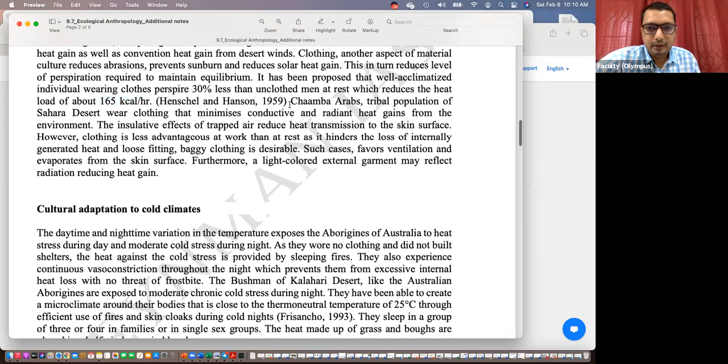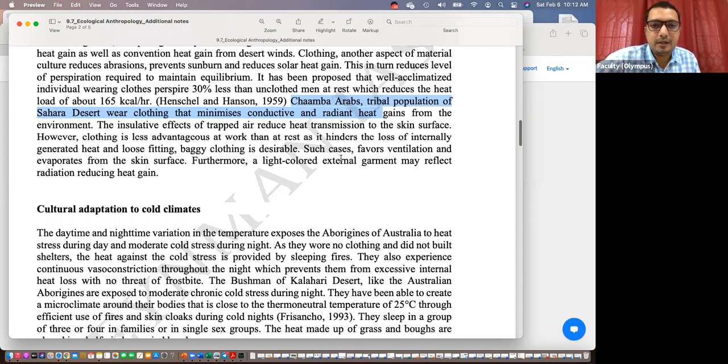And people who are Chamba Arabs and tribal populations of the Sahara Desert also wear clothing that minimizes the conductive and radiant heat, because of the different forms of heat loss. Conductive heat is where, through contact, heat loss happens. And the radiant heat is where it is able to return or reflect back. So clothing should be in such a way that you are radiating the heat back, and heat is lost because of the contact. So what happens here is you don't retain too much heat.